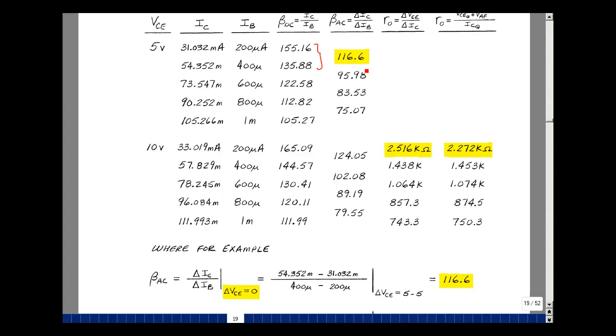That's this value here. Then the change in these two was this result, and the change in these two was this result, and the change in these two was this result. And again, none of these agree. In fact, none of the AC betas are the same as the DC betas. And the same is true over here. We want to find the value of our parameters in the neighborhood that we're going to be operating the transistor. We want to get an accurate calculation.